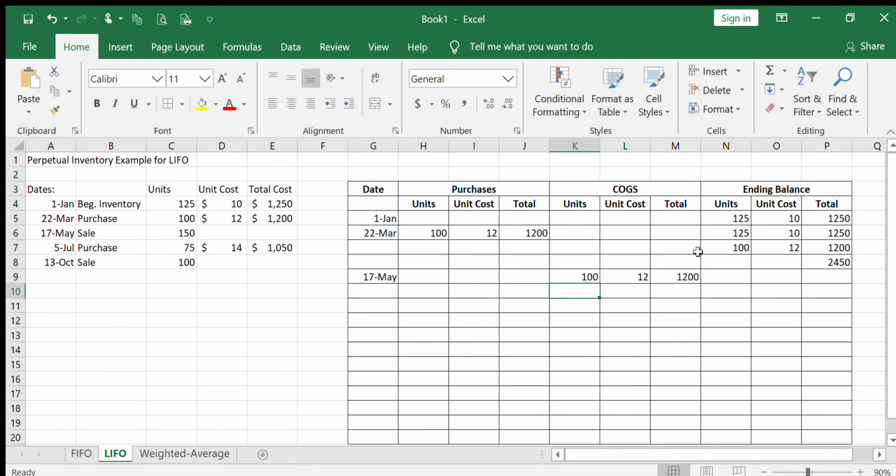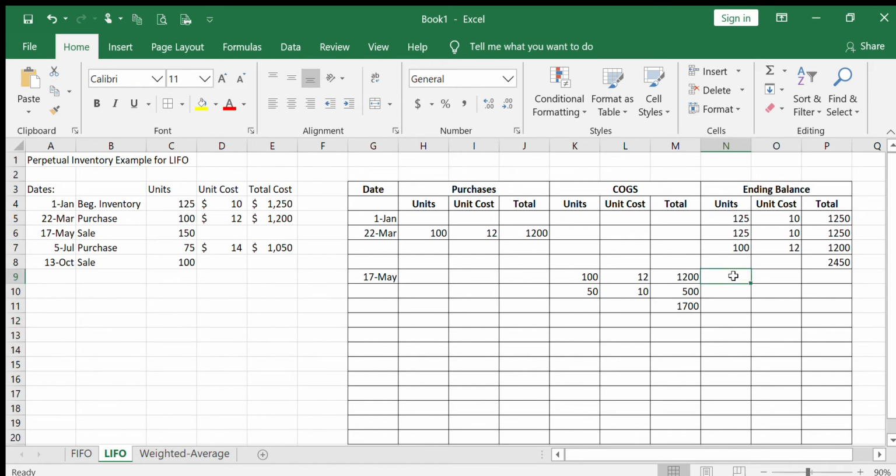So we're going to take 50 units from our beginning inventory. That was $10 per unit. We're going to multiply those two together and get $500. Then we add the total costs of each group, and that will give us our total cost of goods sold for this sale. It'll be $1,700.